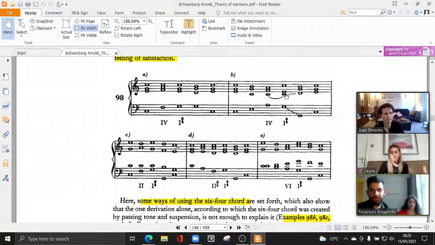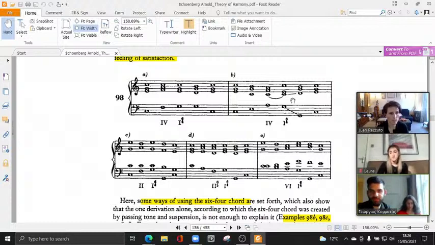Yes, Georgios, tell me. Could we consider an ascending suspension, like a retardation, I think it's called? Well, retardation would be the symptom. The definition of retardation is that it behaves as a suspension. So you have a preparation, it has a suspension itself, a dissonance, but it resolves stepwise ascending. Semitone or tone, but ascending. So isn't that it?